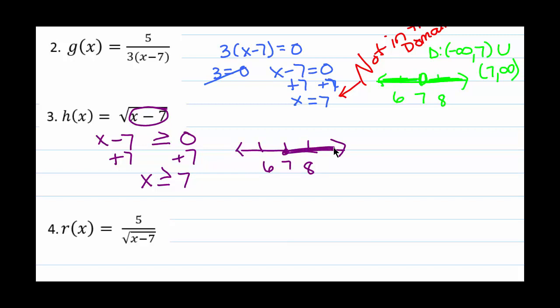So if I plug in 8, I get the square root of 8 minus 7, which is the square root of 1, which gives me some real number. But if I were to plug in 6, 6 doesn't work. So therefore my domain, my lowest possible value is 7, which is included, to infinity.